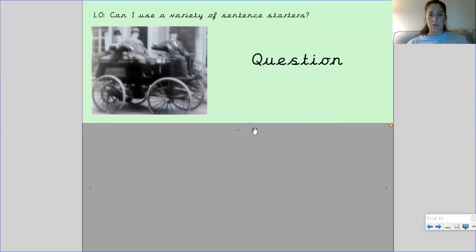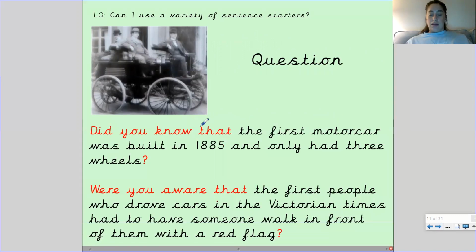Here are some examples. Did you know that the first motor car was built in 1885 and only had 3 wheels? Well, that's interesting. And remember, when you start a sentence with a question, you must also use the correct punctuation. Were you aware that? That in itself makes me more interested because I'm thinking they're going to give me information that I might not be aware of.